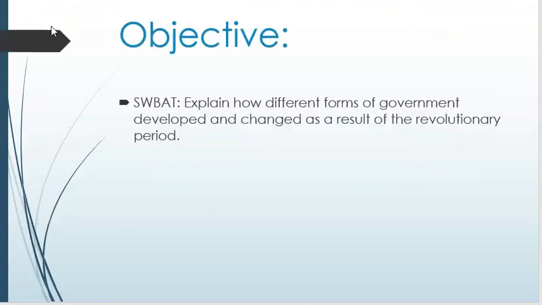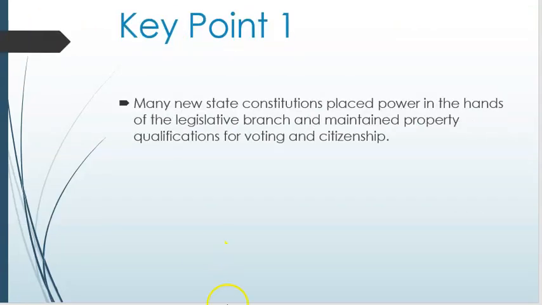Articles of Confederation. We already talked about the objective. Let's get into the first key point, shall we? So, many new state constitutions placed power in the hands of the legislative branch and maintained property qualifications for voting and citizenship. That's just the truth of the matter.